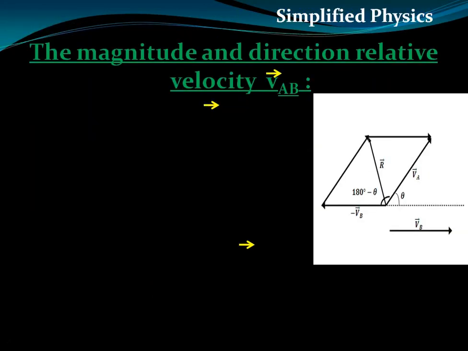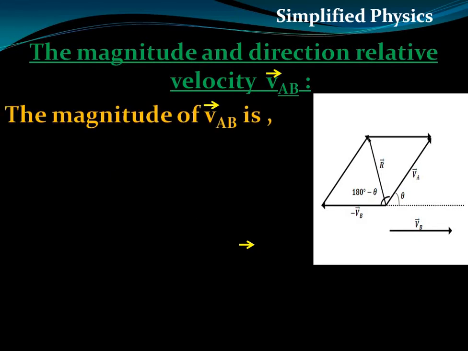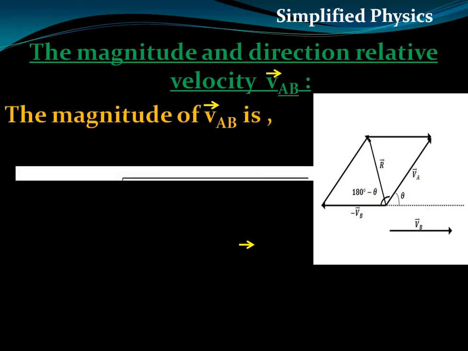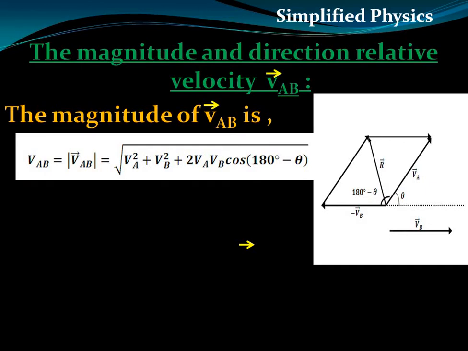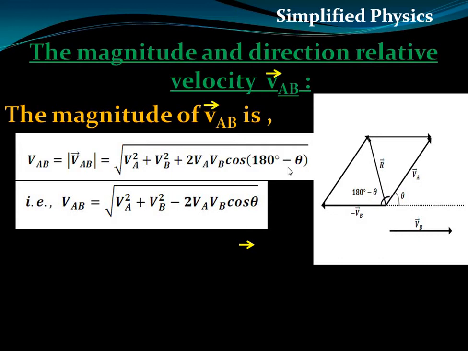And how can we find the magnitude and direction of the relative velocity vector v_AB? Simply using the triangle law or parallelogram law, v_AB will be the square root of v_A squared plus v_B squared plus 2 v_A v_B cos of the angle between vector v_A and vector minus v_B, which is 180 minus theta. That is simply v_A squared plus v_B squared minus 2 v_A v_B cos theta. That is the magnitude of the relative velocity of A with respect to B.